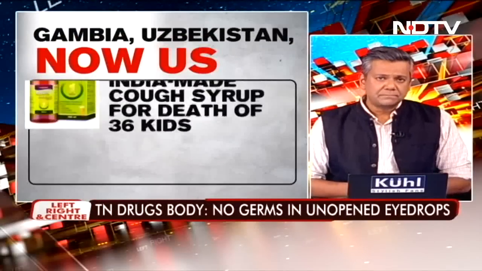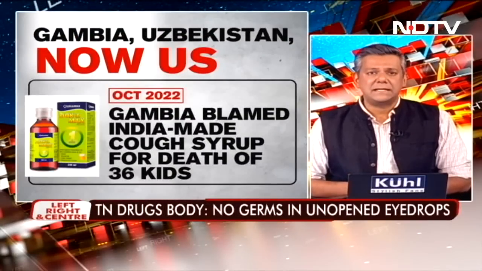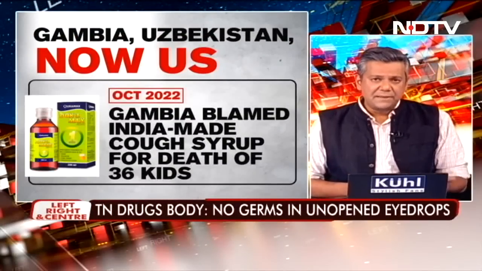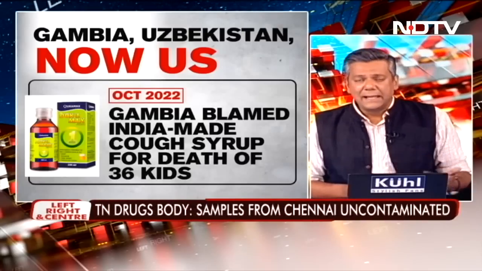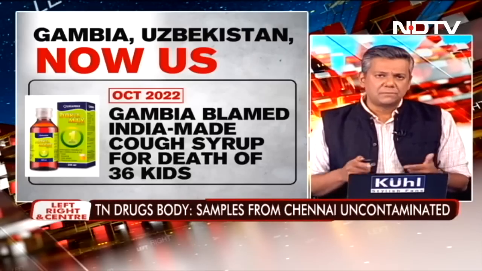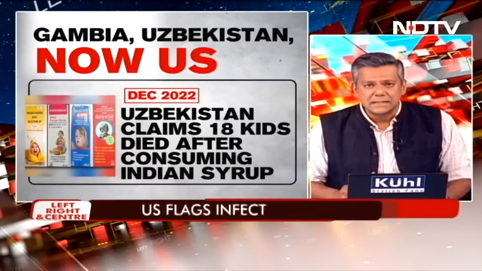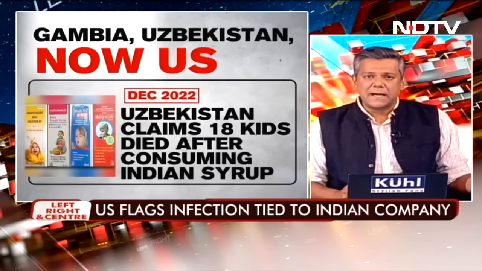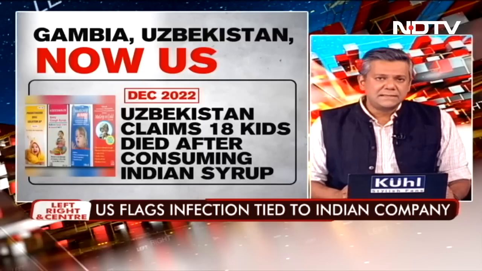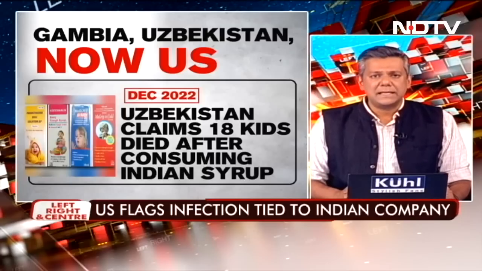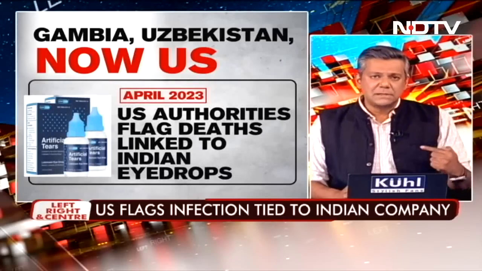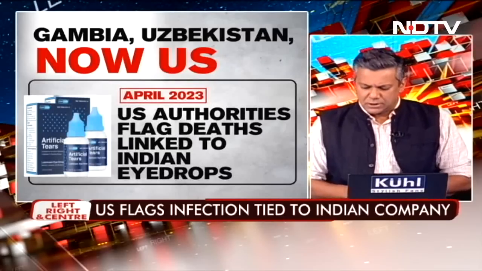linked to deaths. In October 2022, the Gambia in Africa blamed India-made cough syrup for the death of 36 children. The World Health Organization was also involved in the process of raising these concerns. In December, just a couple of months back, Uzbekistan claimed that 18 children died after consuming Indian syrup. And now, in April, US authorities are flagging possible deaths linked to Indian eye drops.